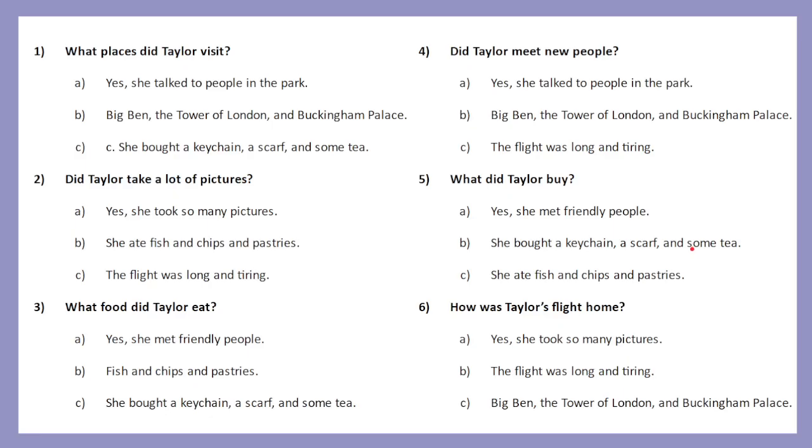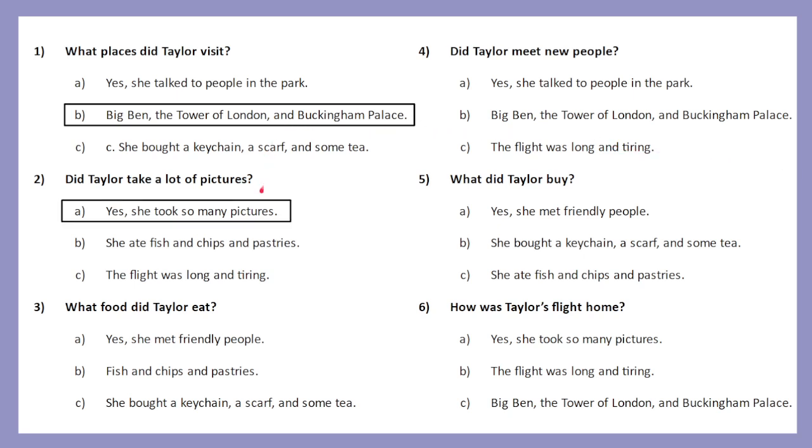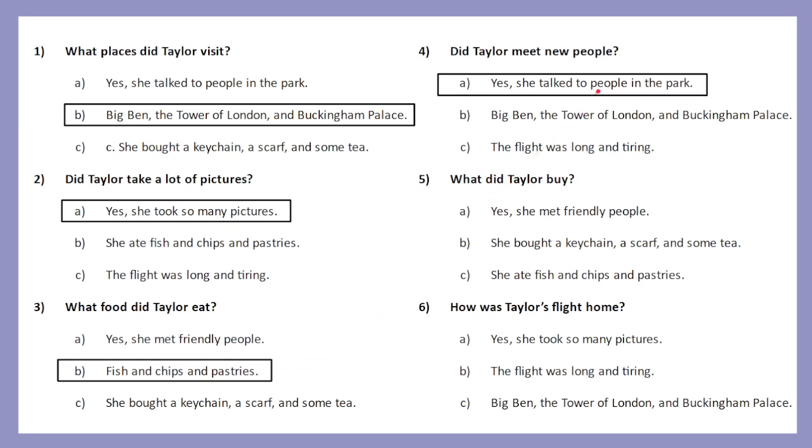Okay. What places did Taylor visit? She visited Big Ben, the Tower of London, and Buckingham Palace. Did she take a lot of pictures? Yes, she took a lot of pictures. What food did Taylor eat? She ate fish and chips and pastries. Did Taylor meet new people? Yes, she talked to people in the park.